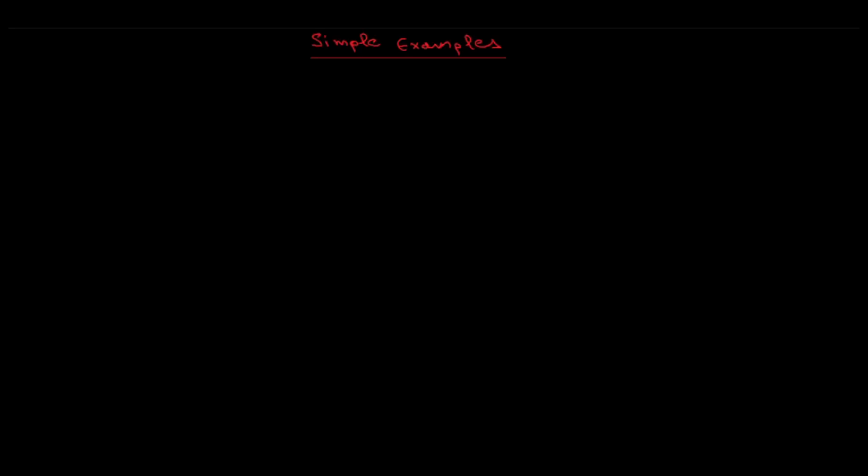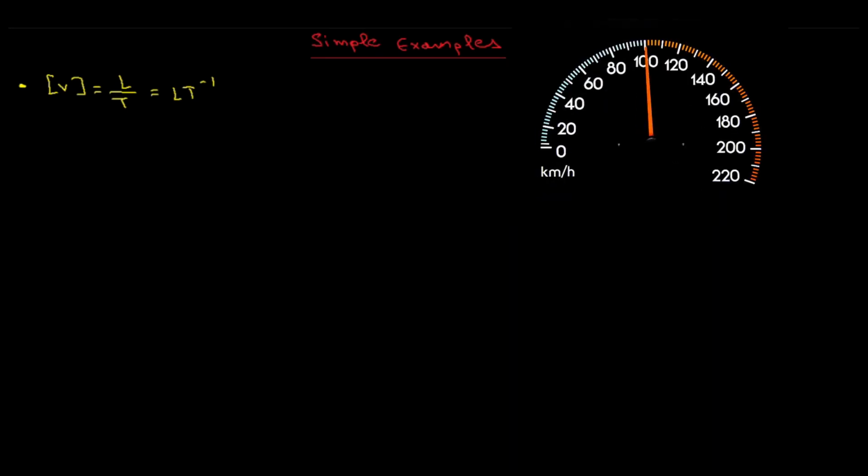Having understood dimensional homogeneity, let's look at some simple examples. As we all know from common experience, velocity is how length changes with time. Think about the reading on your vehicle's speedometer when traveling at constant speed. It reads, for example, 100 km per hour, which is length divided by time.